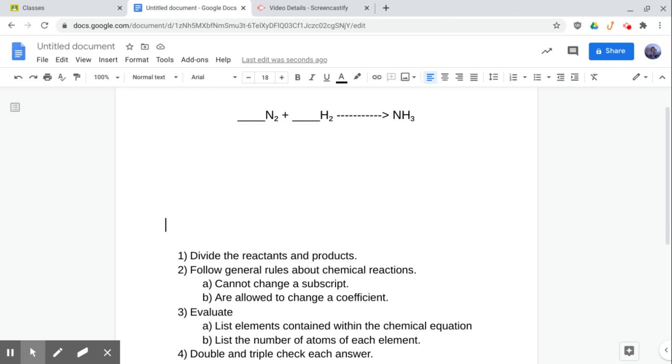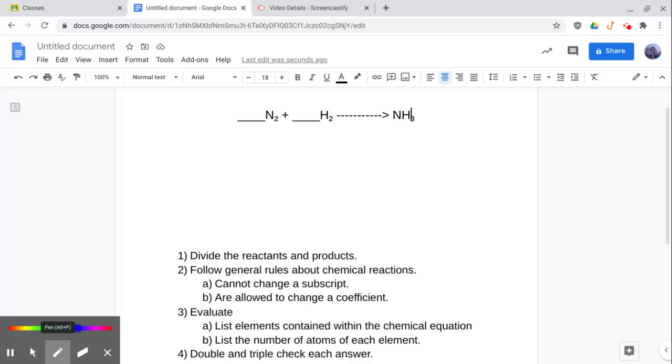All right, balancing chemical equations, example number 2. So in this particular equation, we have nitrogen, hydrogen, yet again nitrogen, and yet again hydrogen. So let's follow through with the rules that were stated below.